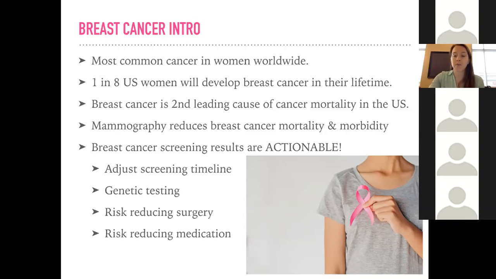By morbidity, we just mean that it detects cancers earlier, and so patients need less invasive treatments and therapies. And so they have less morbidity and mortality specifically related to breast cancer.